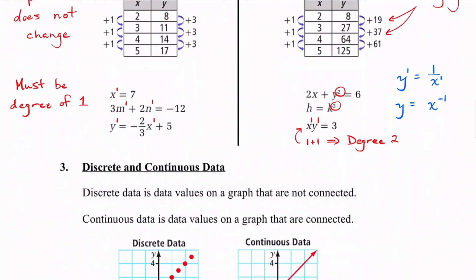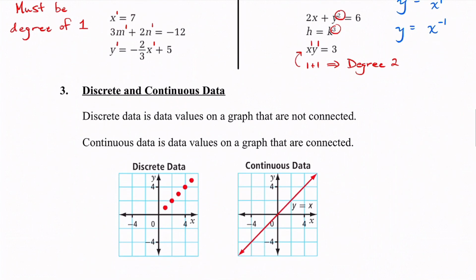Then we're going to look at some different types of data. You can either have discrete data or you can have continuous data. Discrete data, as it says there, is data values on a graph that are not connected. If we look at this graph here, I can see it just goes from one point to the next. None of these points are connected. Whereas continuous data is data values on a graph that are connected. So it's one solid line, there's no gaps, it's constant the whole way. That is called continuous data. It is connected, no gaps.